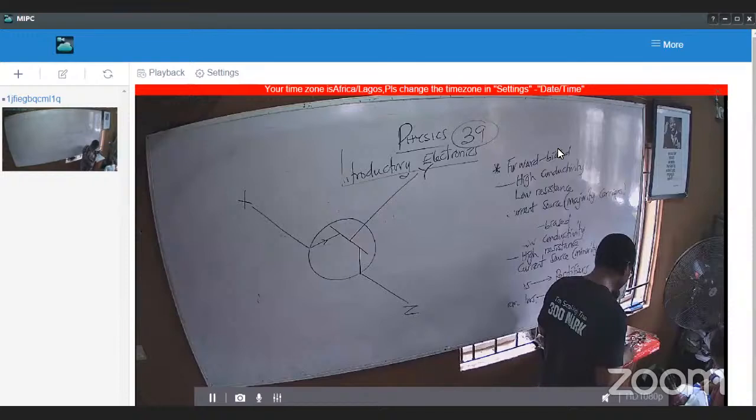The majority carriers in a p-type semiconductor.